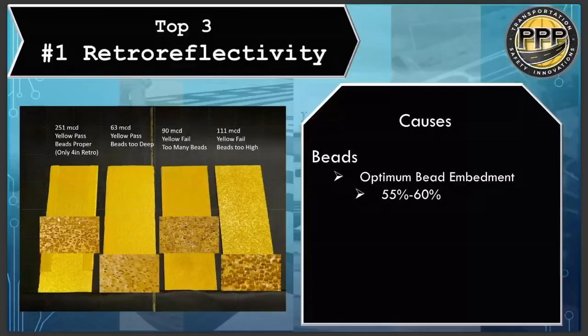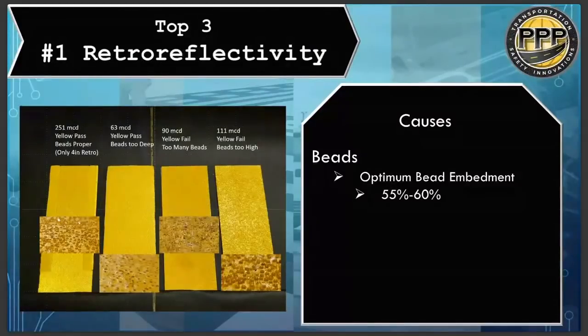If you over embed the bead in the next example to the right, you've got about 60. Going further to the right, a few too many beads causes something we call stacking in the industry. It basically leads to reduced visibility, believe it or not. And 90 millicandelas was the reading on that particular sample.